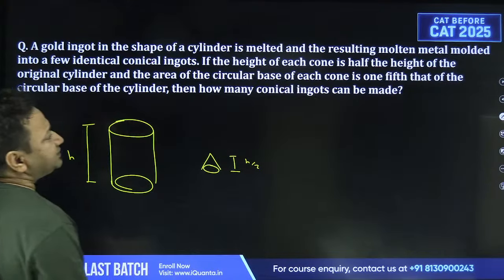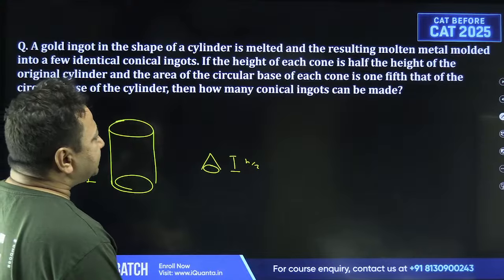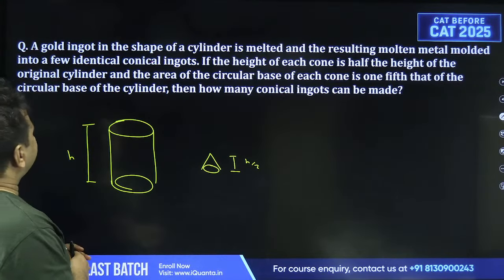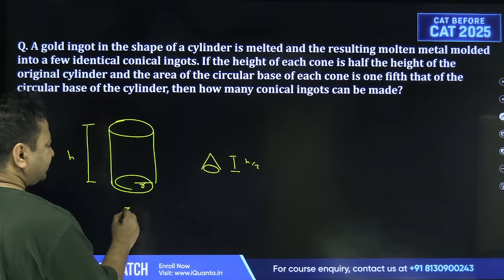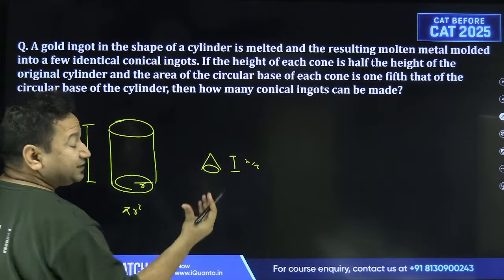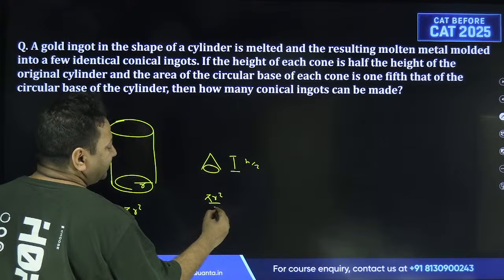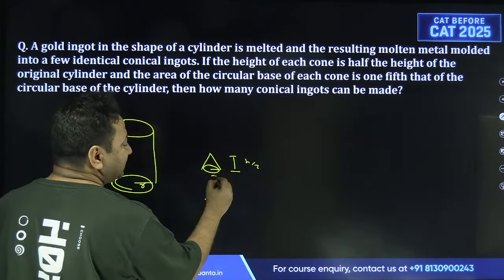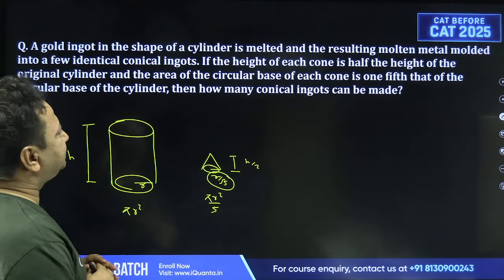All right, what else? And the area of circular base of each cone is 1/5 of that of circular base of the cylinder. So if I assume this to be r, this becomes pi r square. They say that here the area of this circular base is 1/5. That means it's pi r square by 5. Now how is that even possible? It's possible if here the radius is r upon root 5. Is that clear? Do you understand that?